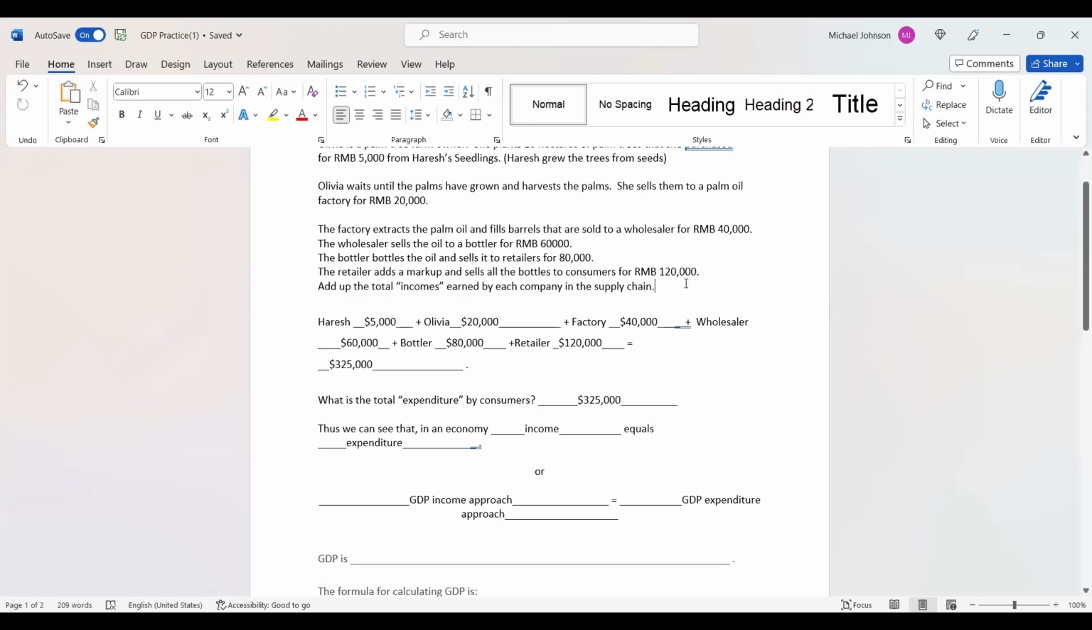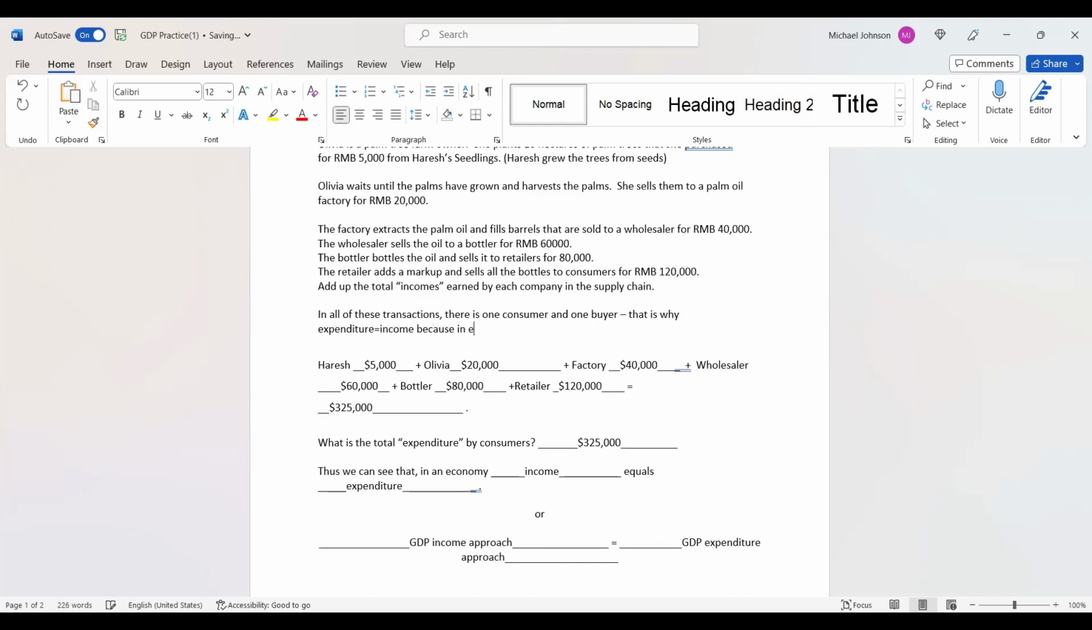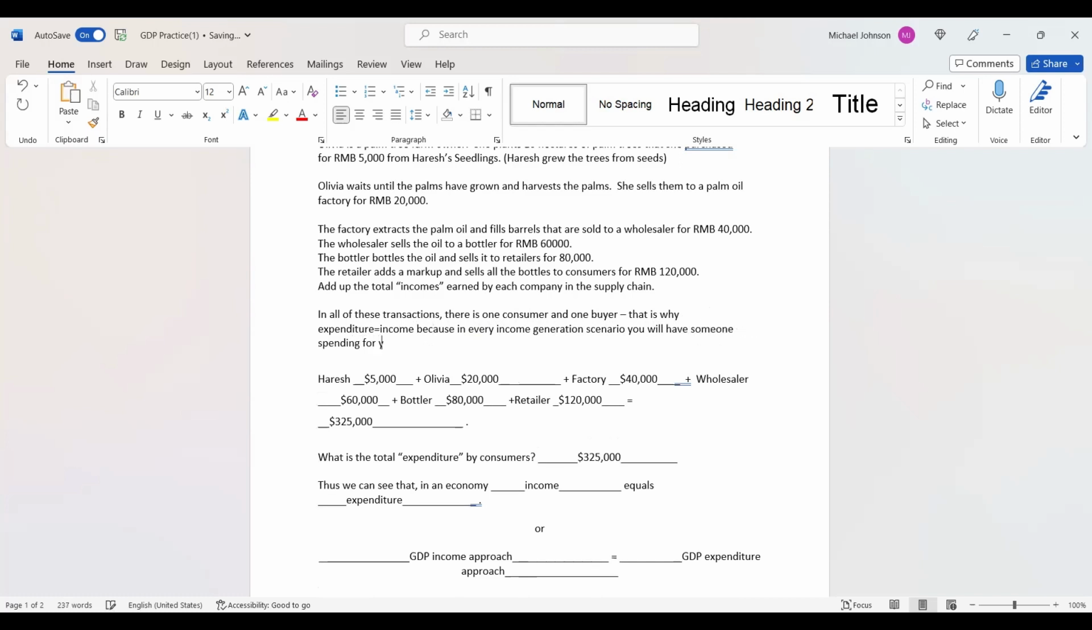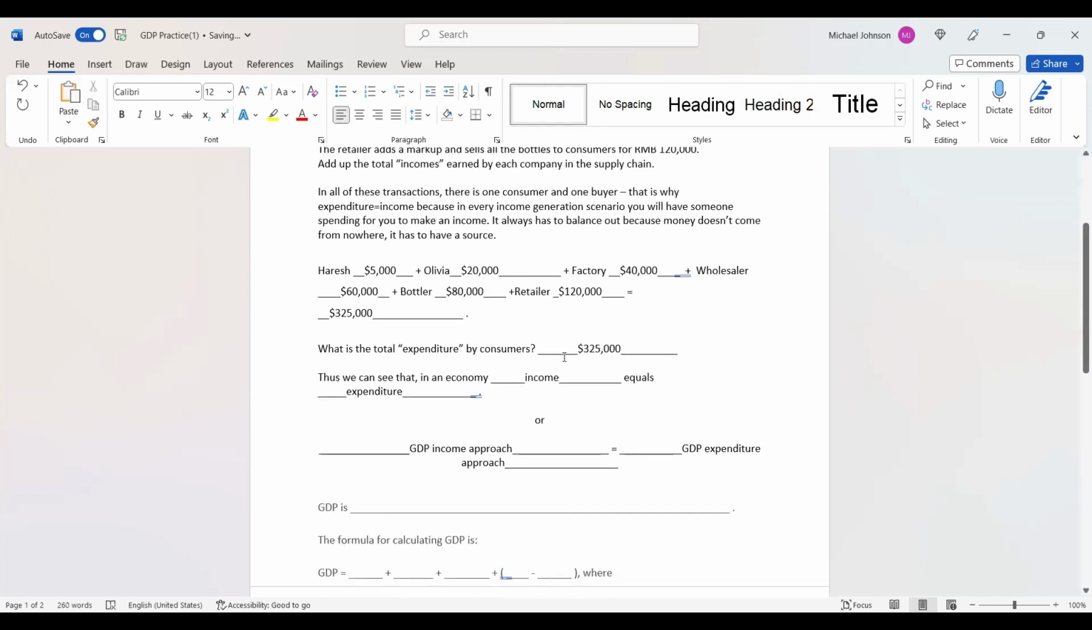So in all of these transactions, there is one seller and one buyer. That is why expenditure equals income, because in every income generation scenario, you will have someone spending for you to make an income. It always has to balance out, because money doesn't come from nowhere. It has to have a source. But yeah, good question on that one, Ashley.